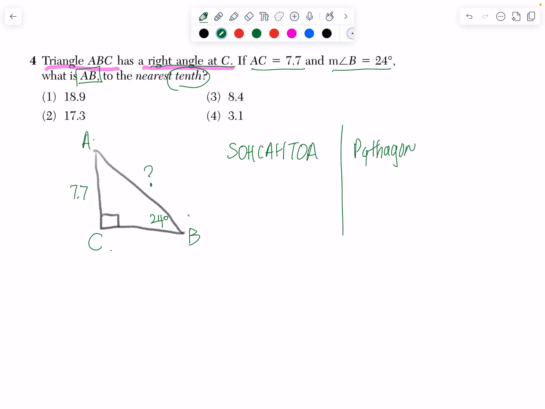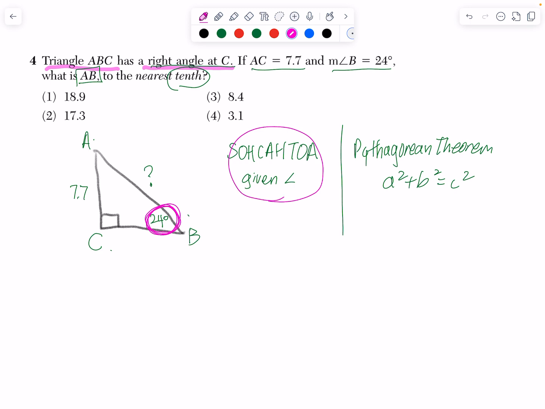Now, how do we know it's going to be a Pythagorean theorem problem? Well, when you're given two sides and you need to solve for the third side. And how do we know we're dealing with a SOHCAHTOA problem? When you're given an angle. And as you can see here, we're given an angle. So let's circle that given angle, and we know this is SOHCAHTOA.